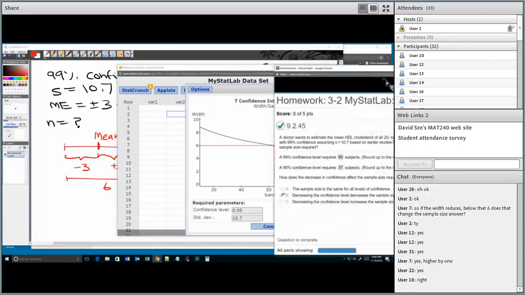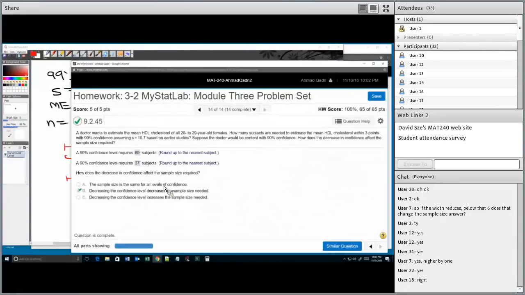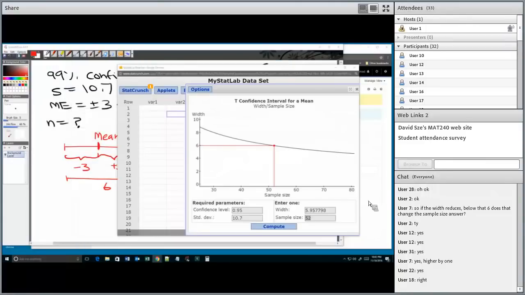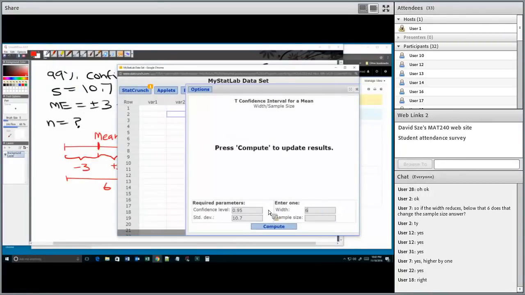Now, this is the second problem, by the way. The second problem says, what if we have all this, but now we need 90% confidence? So everything else remains the same. This will be 6. Standard deviation is the same. But I now go from, so let me just do the first one.